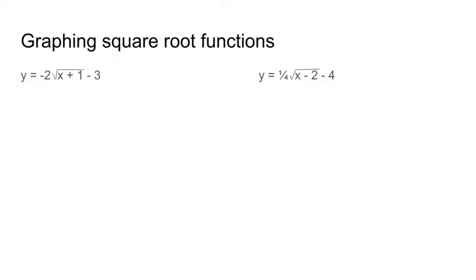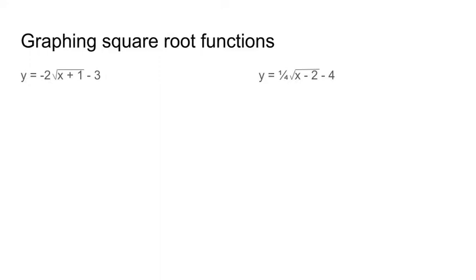Okay, for graphing square root functions, we're going to look at the function on the left here: y equals negative 2 square root of x plus 1 minus 3. Using the families of functions and what their graph does, we can visualize this graph. I see it's negative, so I know it's going to open down, reflected on the x-axis. Since the plus 1 is on the inside, I know my starting point is going to move to the left 1, and then the negative 3 on the outside indicates it's going to move down 3.